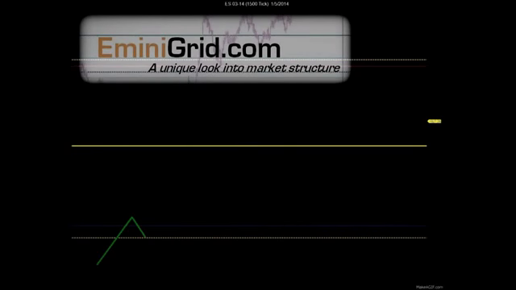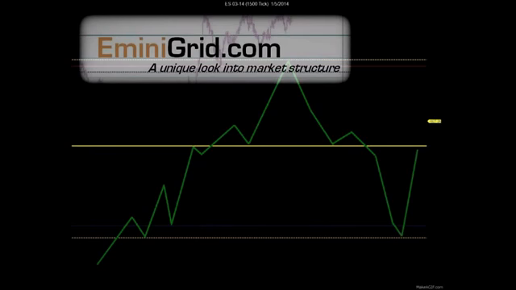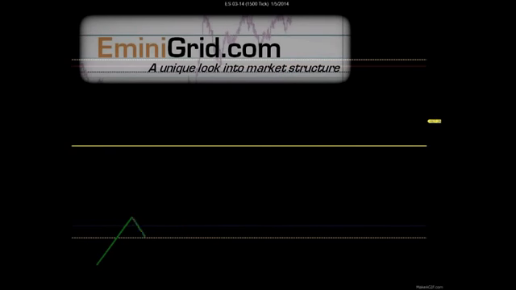In closing, the eGrid is a unique look into market structure. It's akin to an algorithm on your screen and is a look that no one else offers. The eGrid is a powerful standalone trading style. However, if you have an existing method that could use that extra edge, the eGrid can reinforce your entries and exits. Either way, the eGrid will perform.